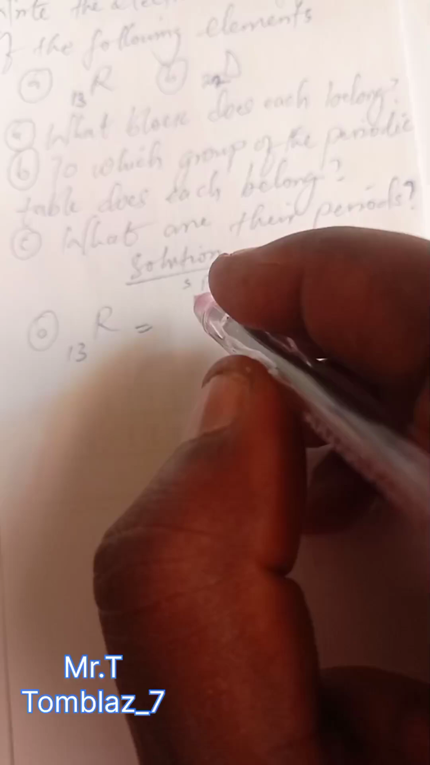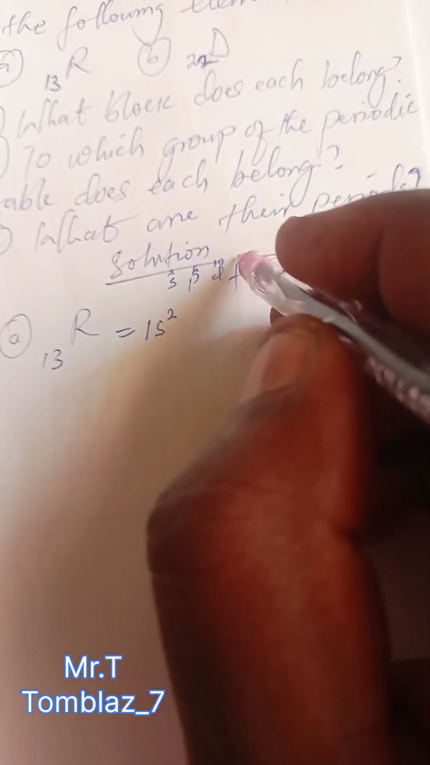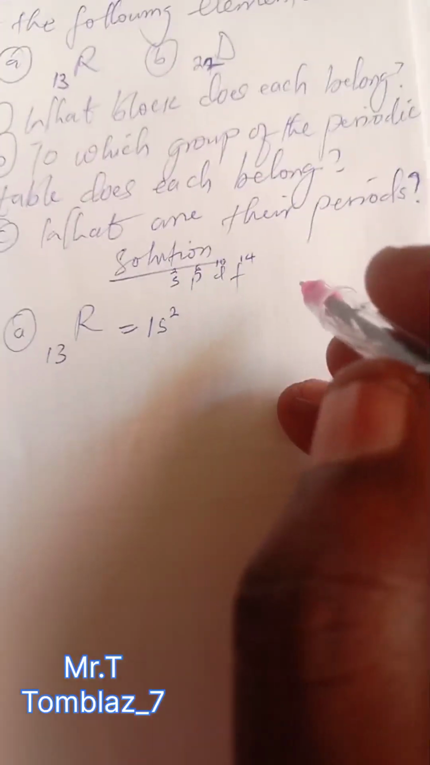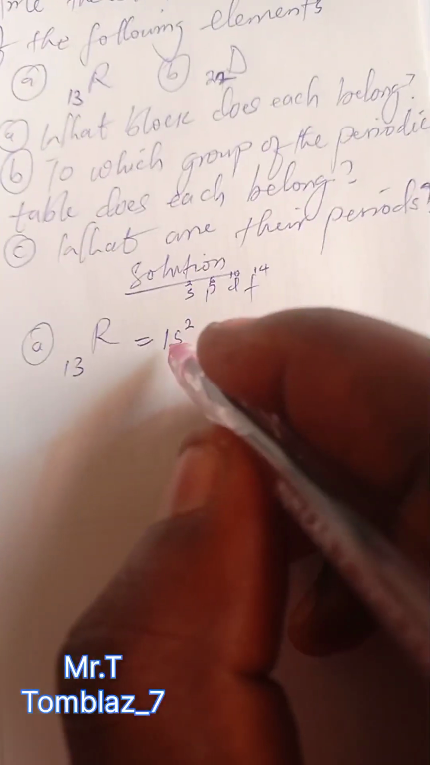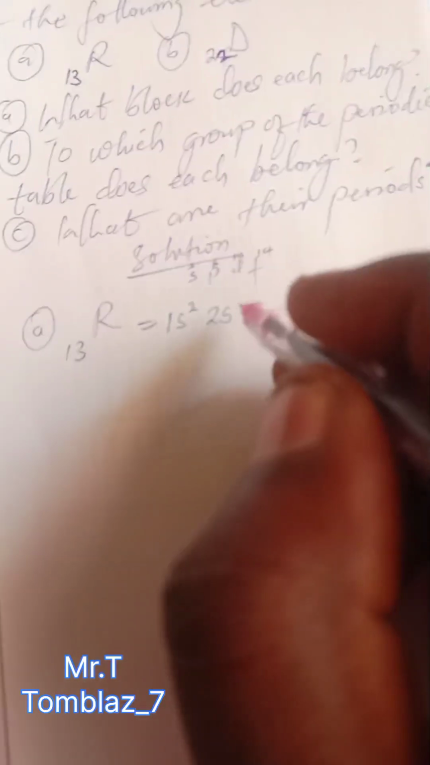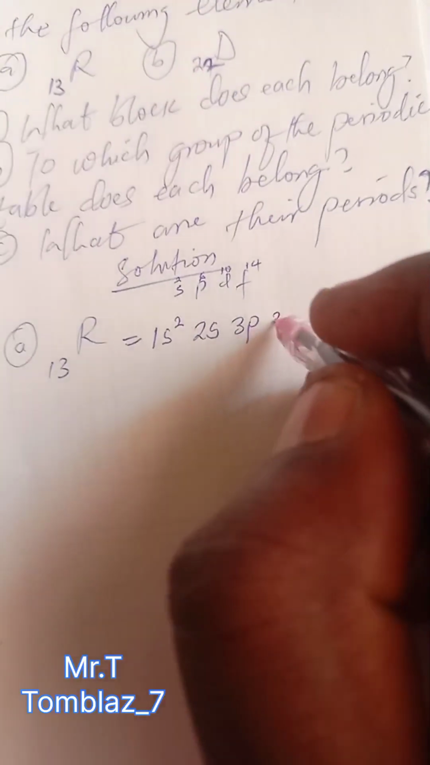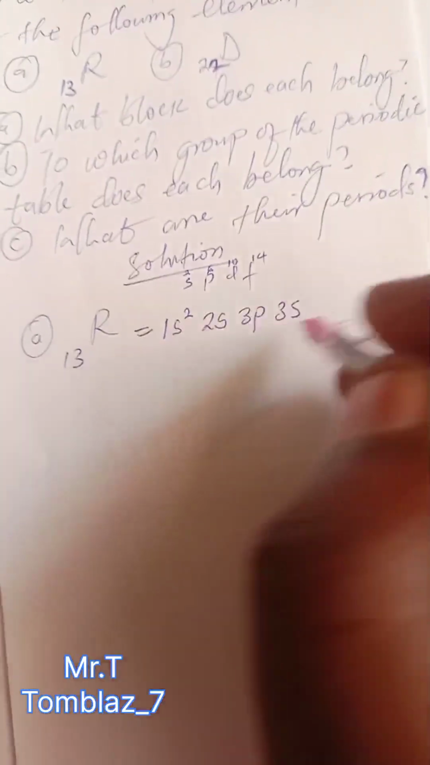So we'll be having 1s2. Recall that the highest S can carry is 2, the highest P can carry is 6, D can carry 10 and F can carry what? Up to 14 electrons. So we have 1s2. After 1s we go to 2s. After 2s we go to 2p. After 2p we go to 3s. Well, let's put the electrons in first and see.